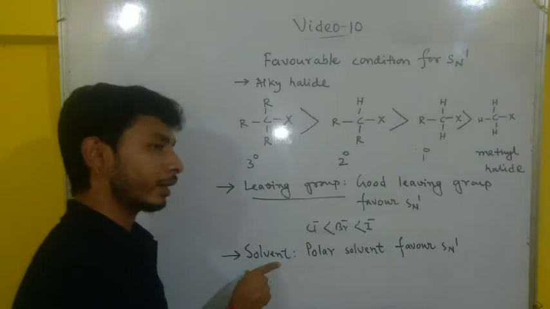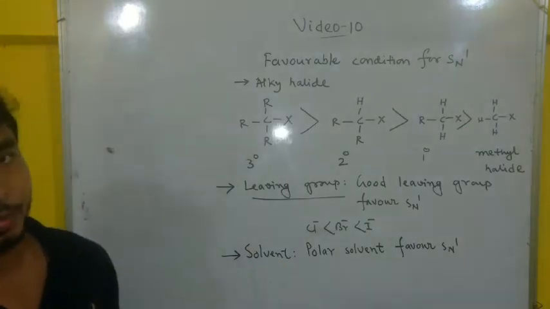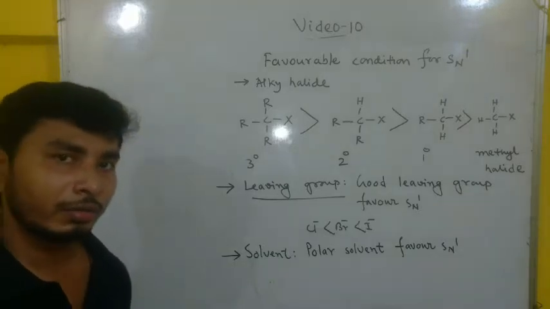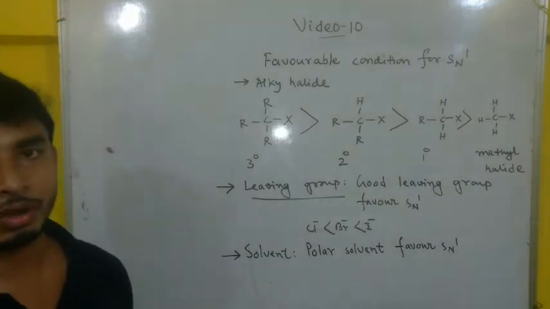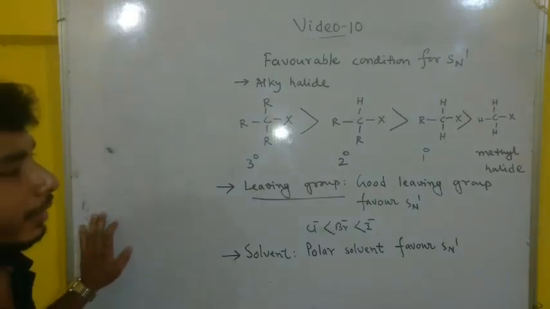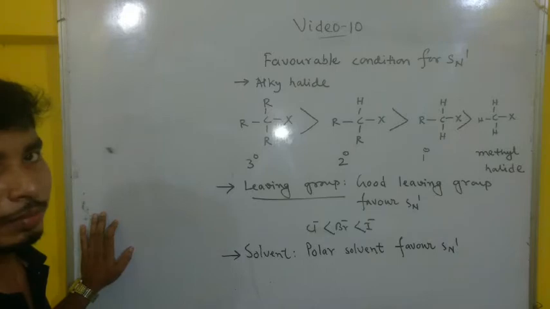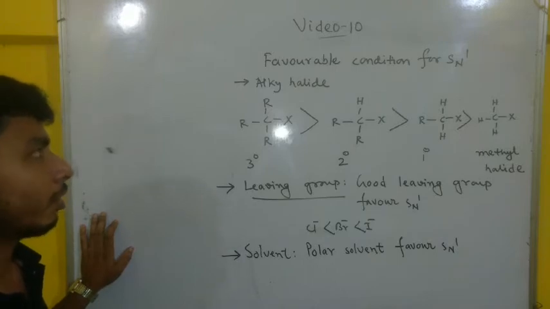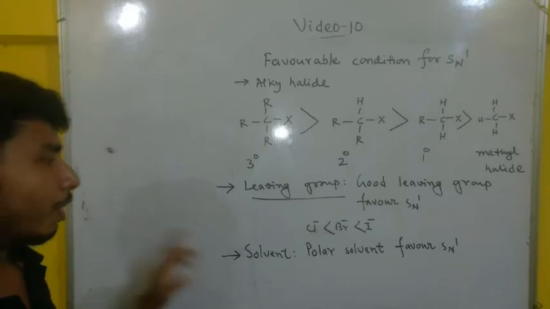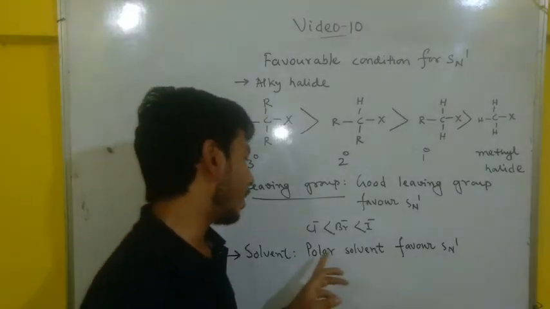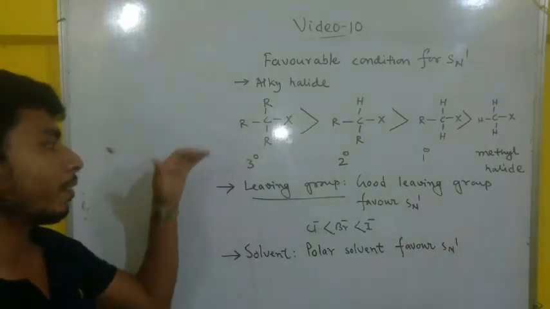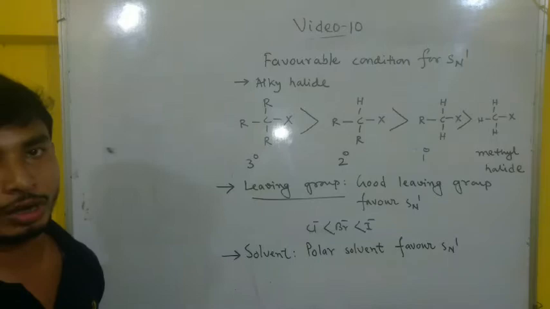Next, SN1 reaction also depends upon the solvent. If the solvent is polar, then SN1 reaction is favored. If the solvent is non-polar, then SN1 reaction generally does not take place. The polarity of the solvent also influences the SN1 and SN2 reaction. Polar solvent favors SN1, but non-polar solvent favors SN2. These are the important points on which SN1 reaction depends.